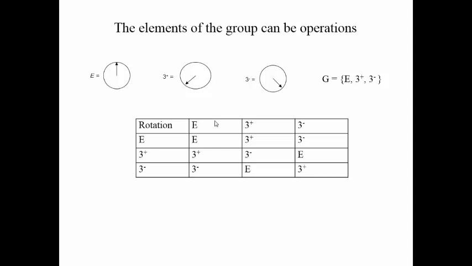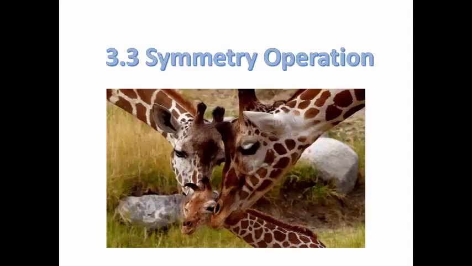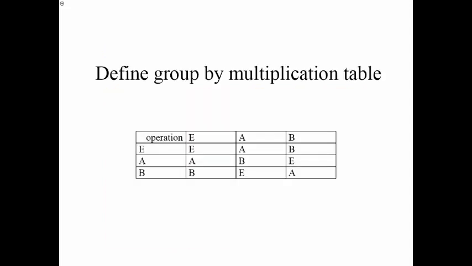Here's our multiplication table, and the operation here is rotation. And the elements are elements of our operations themselves. We can define a group by a multiplication table, so that's all we have to give is the multiplication table, but the multiplication table has to, in addition, demonstrate the four necessary properties of closure, identity, inverse, and associative law.